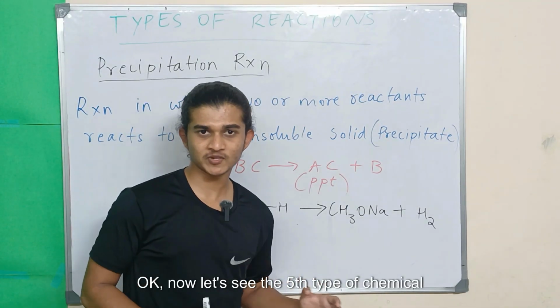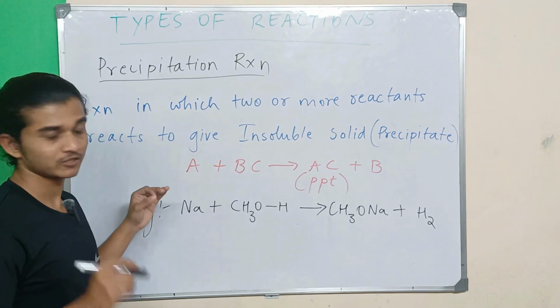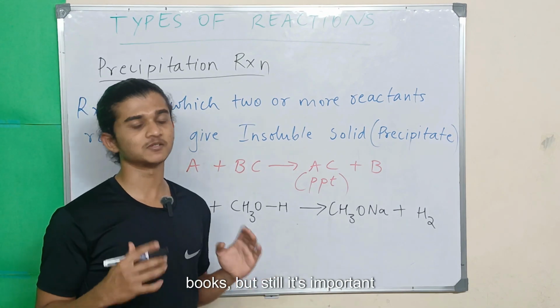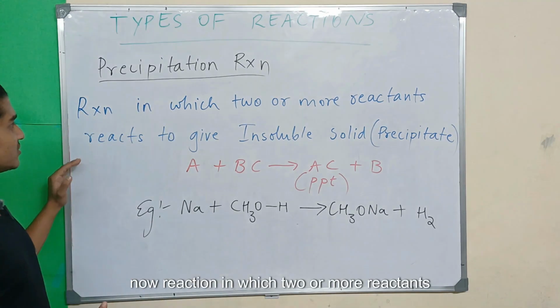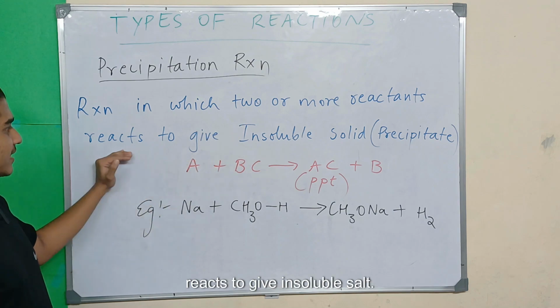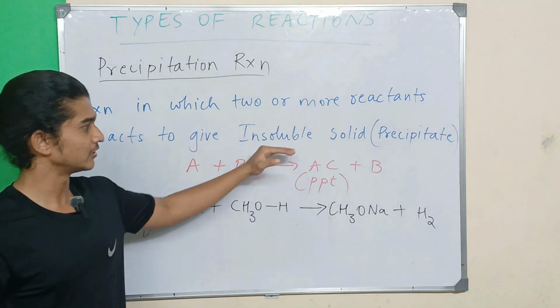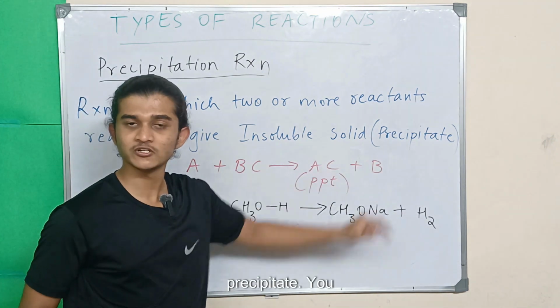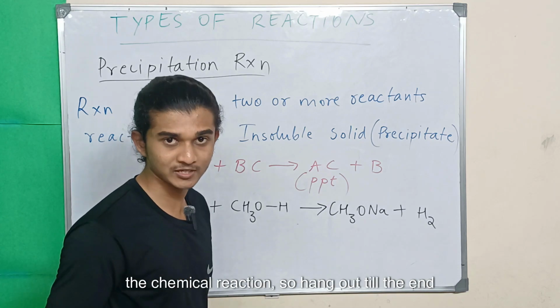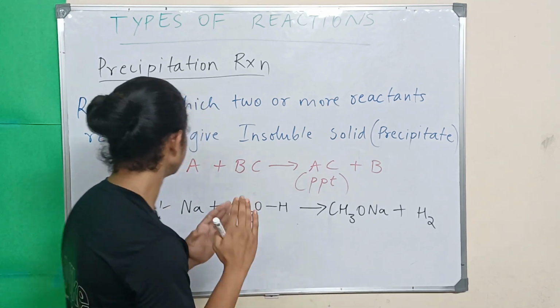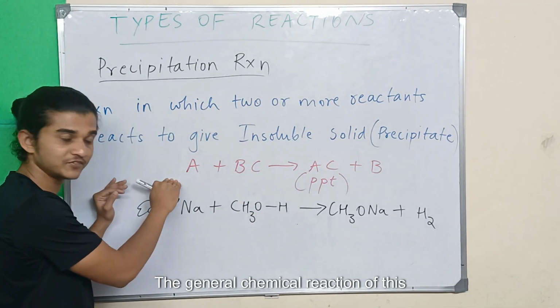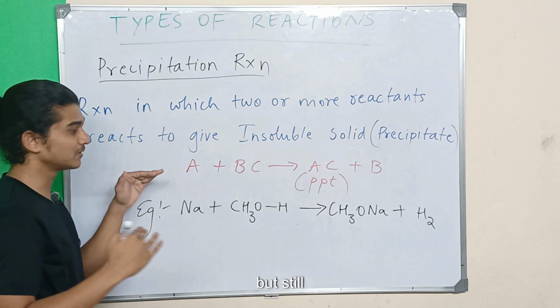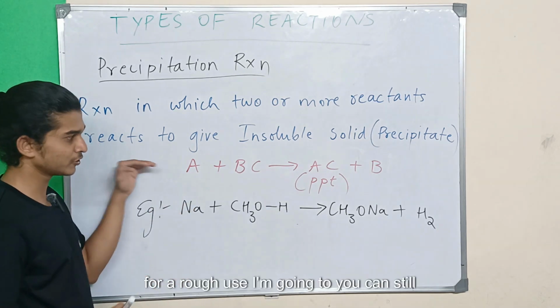Okay, now let's see the fifth type of chemical reaction, which is precipitation reaction. Now this is not normally mentioned in the books, but still it's important. Now, a reaction in which two or more reactants react to give an insoluble salt. Now this insoluble salt is nothing but a precipitate. You're going to understand as soon as I do the chemical reaction, so hang out till the end. So the general chemical reaction of this might not be this, but for rough use you can still use this.